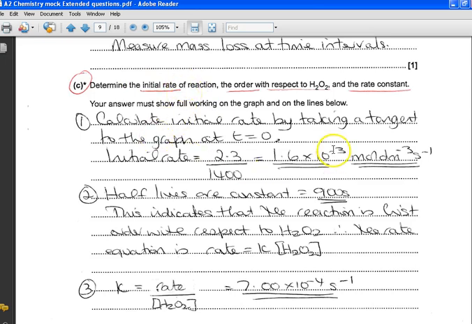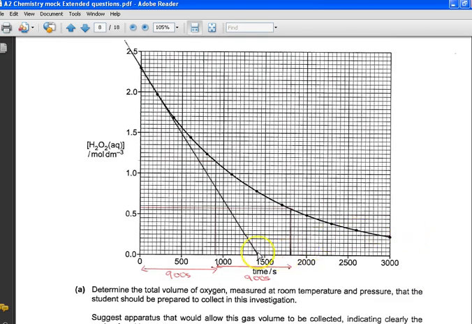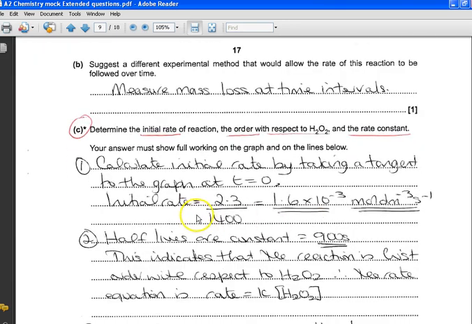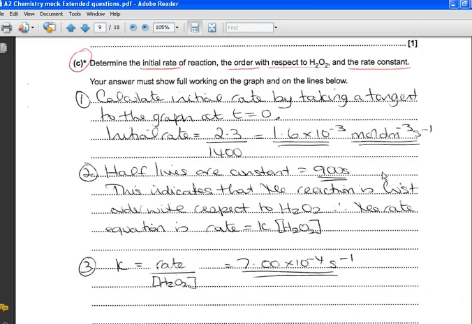Right, initial rate. How are we going to do that? You're going to take a tangent, so make it clear what you're doing, at t equals 0. So if you go back here now, I've made it really clear my tangent. I've used a pen. I wouldn't normally use a pen on a graph, but in this instance I think it's okay to make it clear to an examiner exactly what you've done. So you work out your initial rate, the value on the y-axis over the value on the x-axis, and it turns out to be 1.6 times 10 to the minus 3. Then you're going to work out the order.